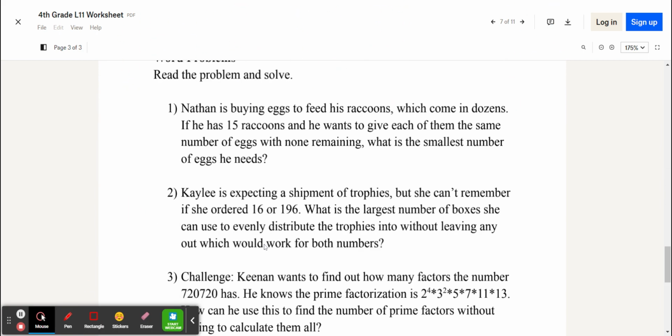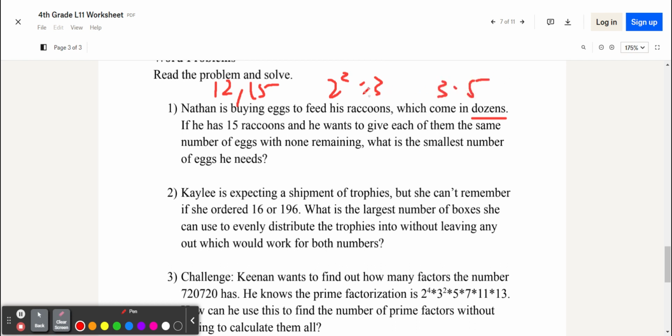And then lastly, onto word problems. Nathan is buying eggs, and the eggs come in dozens. He has 15 raccoons and wants to give them the same number of eggs. So to do this, to find the smallest number of eggs, we can just find the LCM of 12 and 15. And the 12 is because this is dozens. The LCM of 12 and 15, well, 12 is 2 squared times 3. 15 is 3 times 5. So the LCM will be 2 squared times 3. We ignore the 3 and times 5, which will be 60.